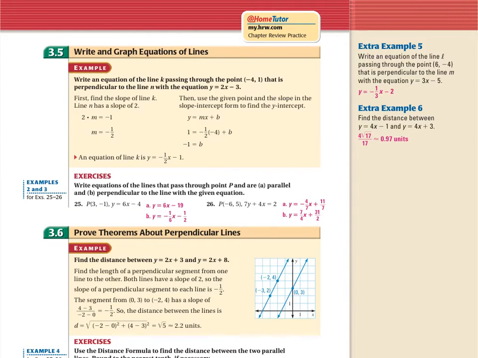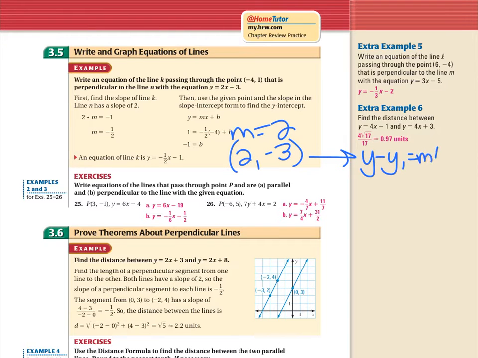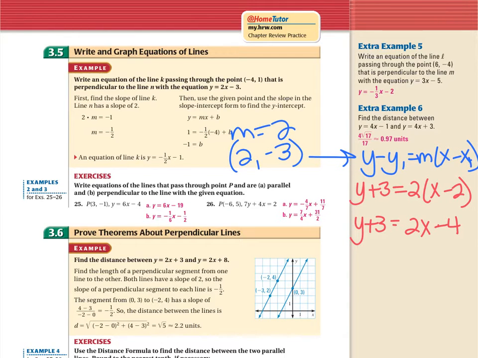So if I was already given m, and let's say m was 2, and I was given a point 2, negative 3. There's two options. I can take and plug this into point slope, which is y minus y1 equals m times x minus x1. And I would plug it in. Y minus a negative 3, which becomes plus 3, equals the slope, which we said was 2, times x minus x1, which is 2. And then I would distribute the 2 and subtract the 3.